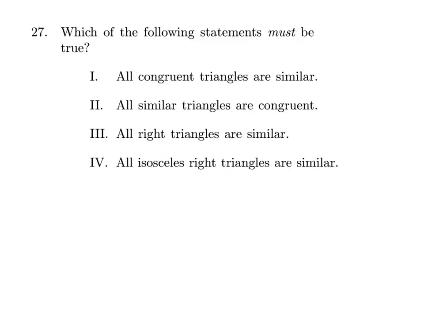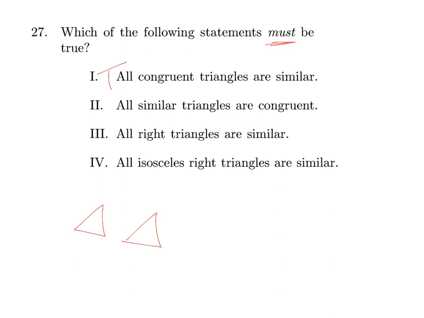Which of the following statements must be true? All congruent triangles are similar. Well, this is definitely always true. If you have two triangles that are congruent, they're similar. They're always going to be. Their ratio is 1 to 1.